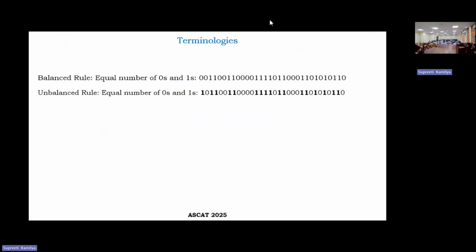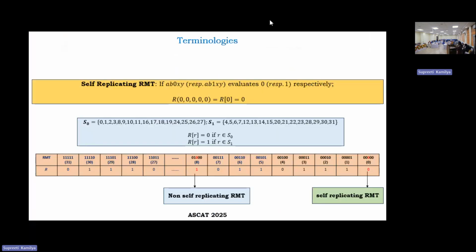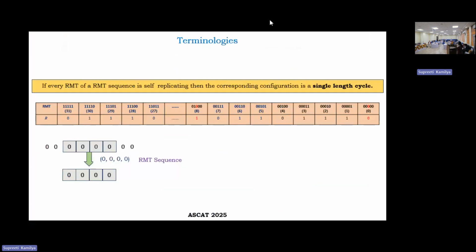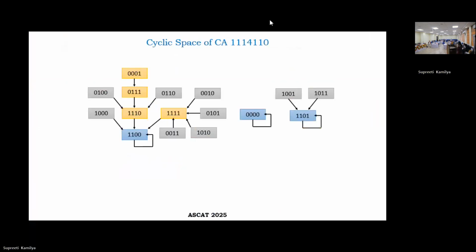So, what should be in our mind? First of all, there should be a limited number of self-replicating RMTs. Why? If we move from one configuration to another configuration, and the configuration repeats, that means it forms a cycle. How is that possible? If in a sequence every RMT is self-replicating. So we have to keep one thing in mind: the number of self-replicating RMTs should be restricted.